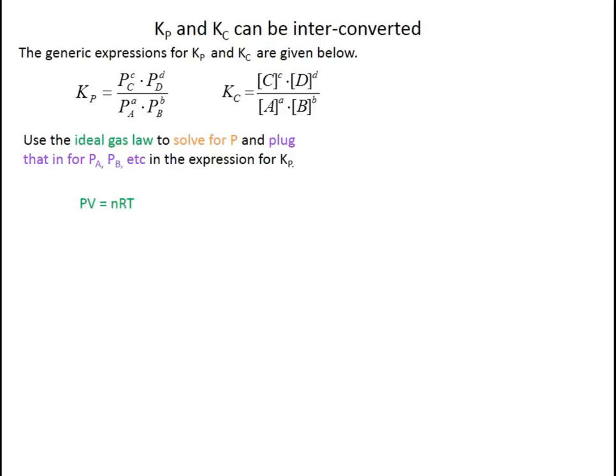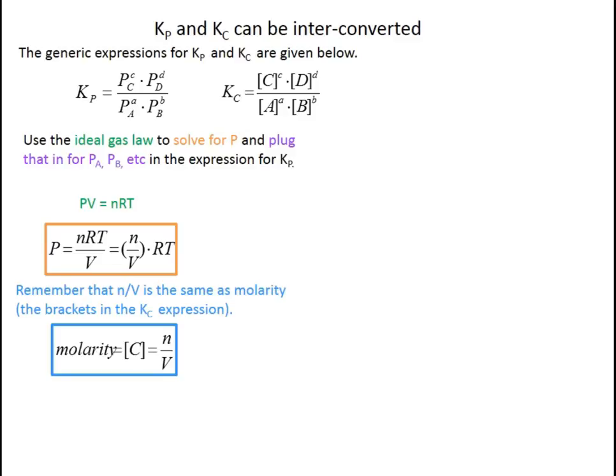So remember the ideal gas law, PV equals nRT. If we solve for P, we get this expression, P equals nRT over V. Remember that n over V is the same thing as molarity, right? n is moles and V is volume, so n over V is moles per liter. So n over V is the same as molarity, and that's what the brackets are in the Kc expression. So the molarity of C would be C in brackets, which is moles of C divided by volume of C. So if we then plug n over V times RT in for all of our pressures, right? Remember that n over V is the same as concentration, so we're going to plug those in.